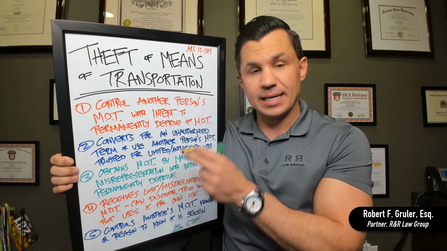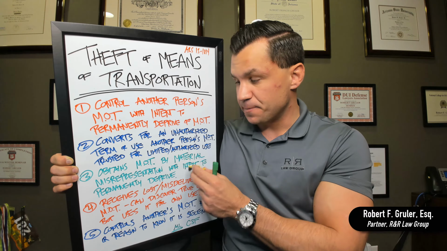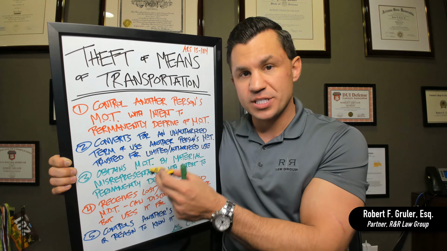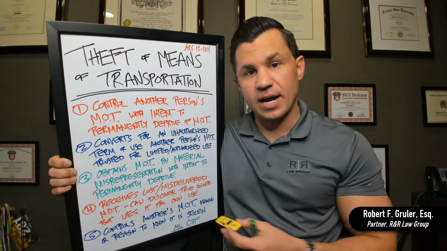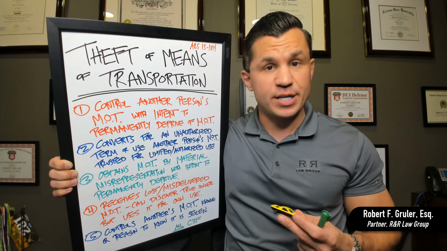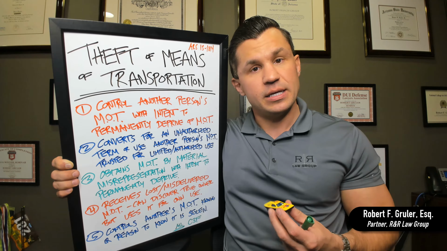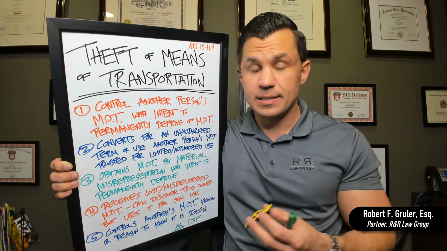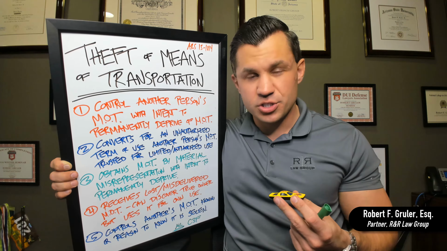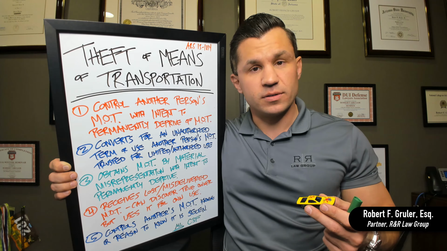The other way that you can get theft of means is if you obtain a means of transportation by material misrepresentation, this is a legal term, with the intent to permanently deprive the person of that means of transportation. So let's say, for example, that you go to an individual and you ask them to donate this car to charity, and they do that, and in fact there really is no charity. You're going to take that car and use it to drive all over the country.